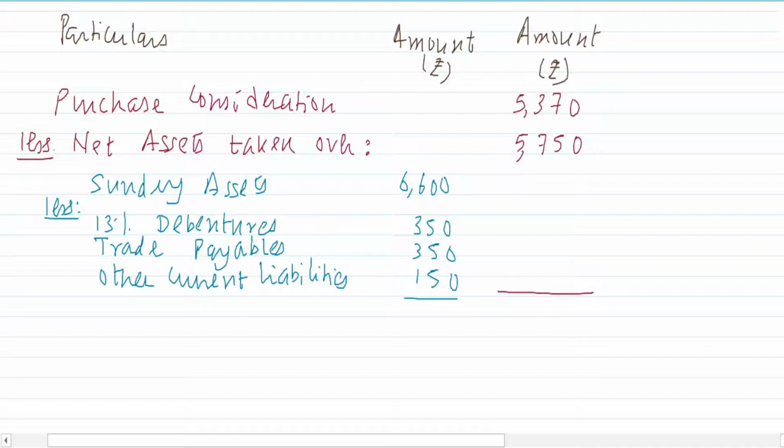So we are paying 5370. You are paying 5370 and in return you are getting items worth 5750. That means you are benefited this time. So this difference of 380 is capital reserve. When you prepare the balance sheet, you will have to show this new reserve, capital reserve, in your balance sheet.